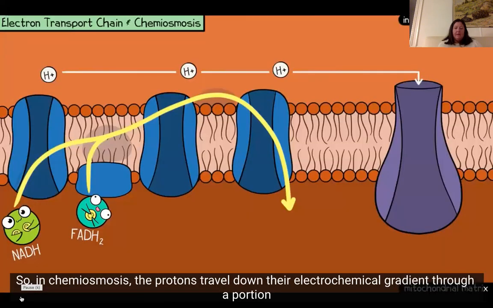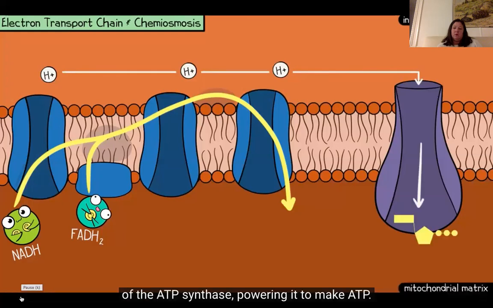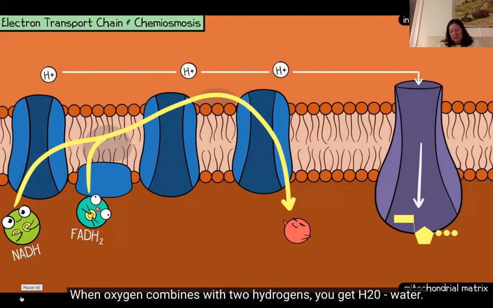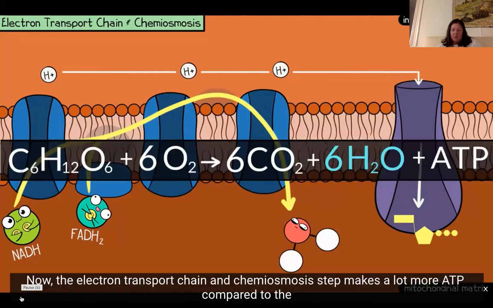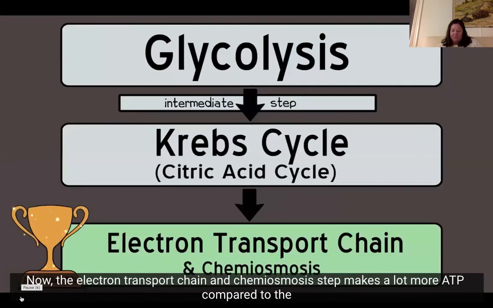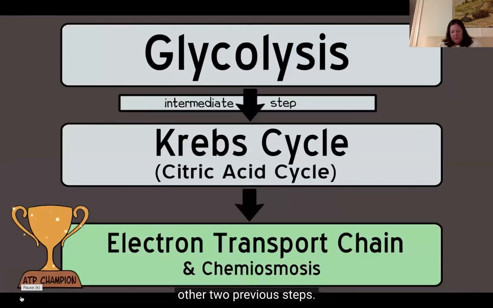So, in chemiosmosis, the protons travel down their electrochemical gradient through a portion of the ATP synthase, powering it to make ATP, the ultimate goal. Oxygen is the final acceptor of the electrons. When oxygen combines with 2 hydrogens, you get H2O, water. If you remember from our equation, water is a listed product. Now, the electron transport chain in chemiosmosis step makes a lot more ATP compared to the other 2 previous steps.